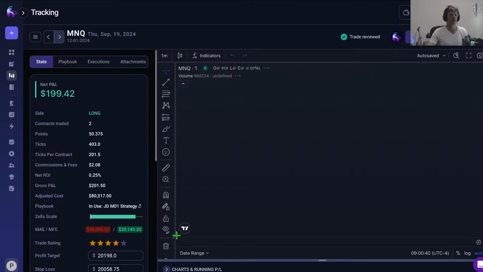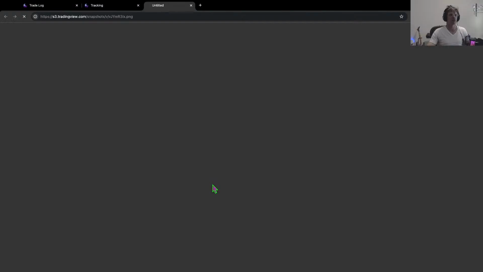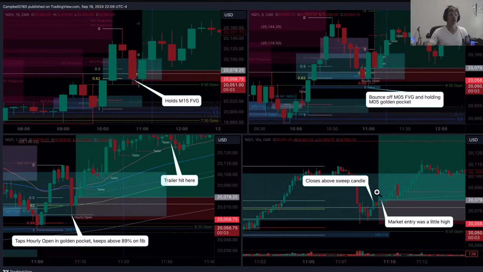What we can look at is this was a decent JD entry here. I actually took it a little late on the 10 second. I got sort of my confirmation that it closed above that. Notice that this is not like an advanced market structure entry, unless I use this low right here, and it's still not. So this didn't meet that criteria, but it did meet the JDRS criteria effectively. This is the 100 MA. It's above the 200 MA.